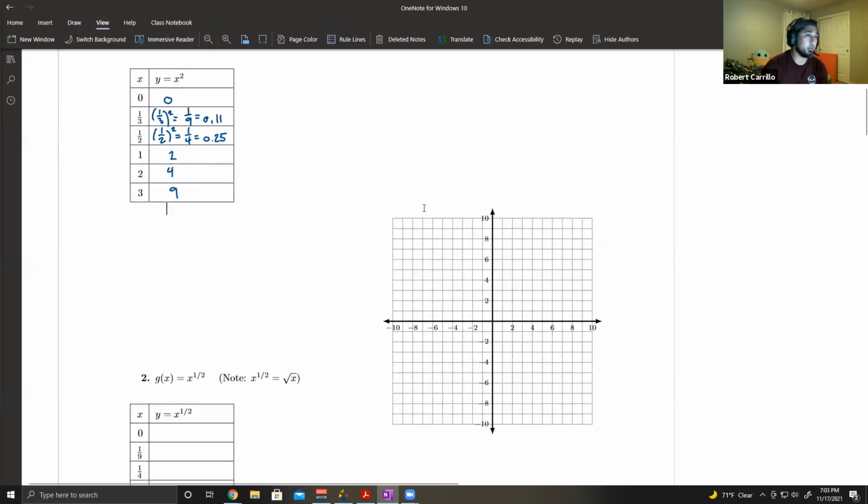Okay, so let's plot y equals x squared. We are at 0, 0, 1/3 and 0.11. So 1/3, so here's 1. So 1/3 and 0.11, that's going to be barely above 0. And then 1/2 and a quarter, same thing. At a half, we'll just go a little bit higher. And then 1, we're at 1. 2, we're at 4. And 3, we are at 9.